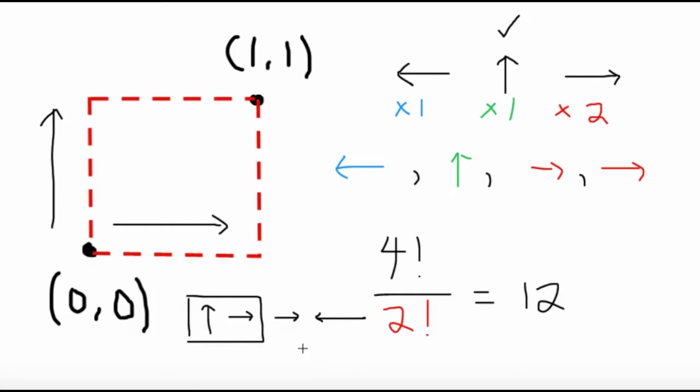So let's try to consider what are the cases that will result in Alice reaching (1, 1) before 4 moves are used.